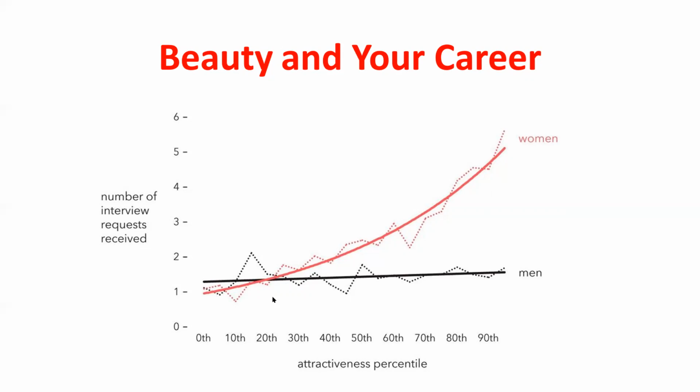But for women, the effect of the photos having a higher attractiveness rating was significant. They got a significantly higher number of interview requests if they were in the upper right side of the distribution of those higher percentiles versus the lower ones. So we shouldn't see this, right?